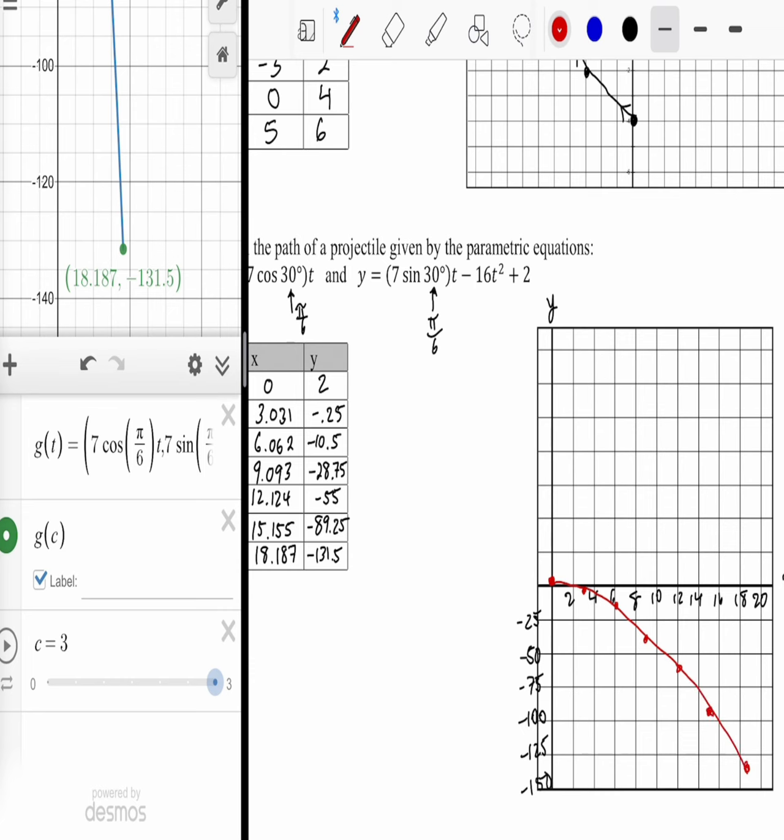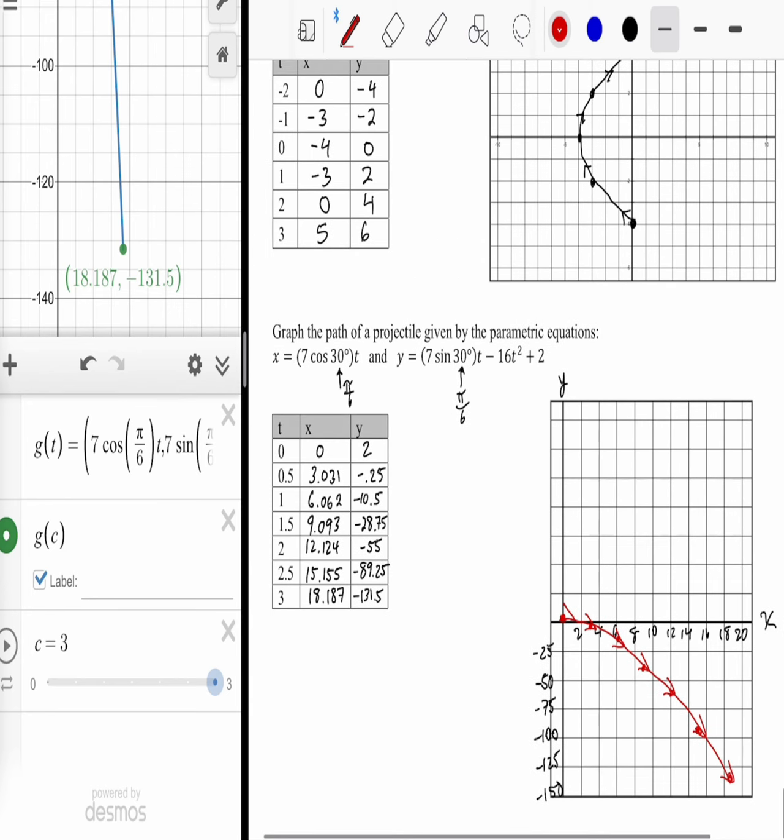Make the point bigger, as always. And the flow would have it going in this direction. And again, this is a contextless situation, so don't go by the crazy numbers. It is what it is.